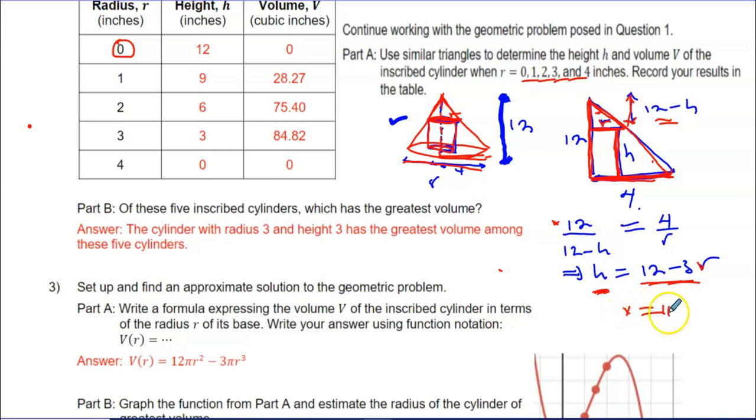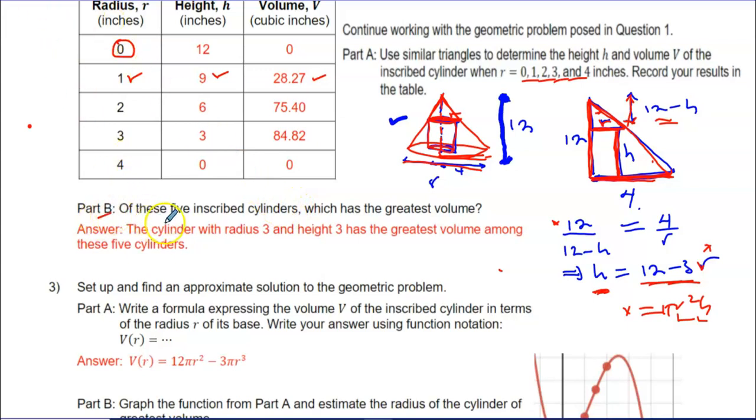Now we know that the volume is always given by pi r squared h, the volume of the cylinder. And so once we have our r and we have our h, and pi is a constant, we just slot this in and we'll calculate the volume. Now when the radius is 1 and we put r to be 1, we have 3 times 1, which is 3, and 12 minus 3 is 9. And we use that also to calculate the volume. And so by similar reasoning, you can get all these heights and these volumes.